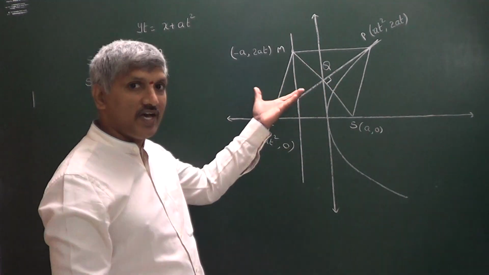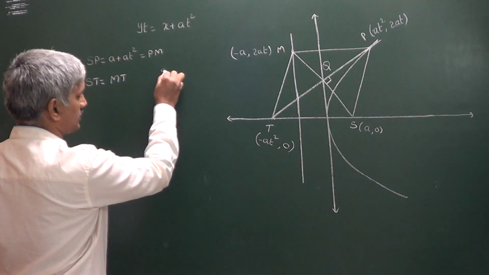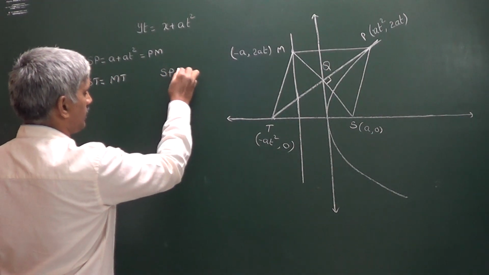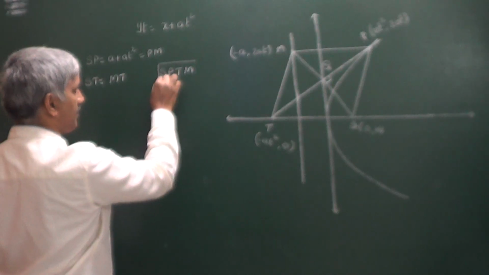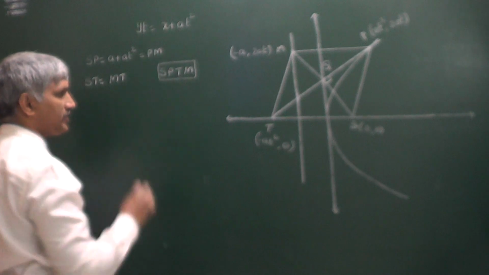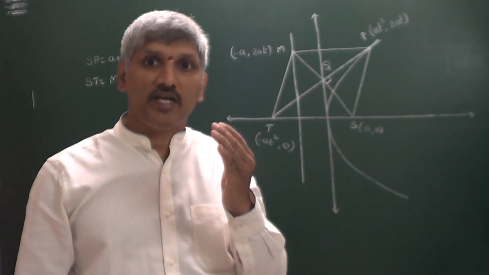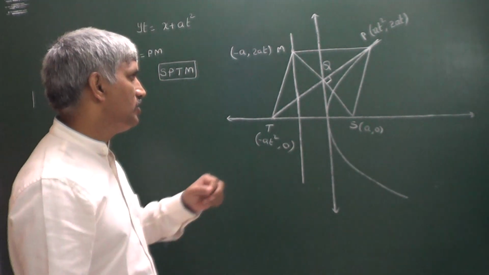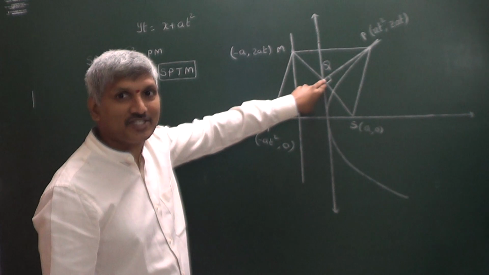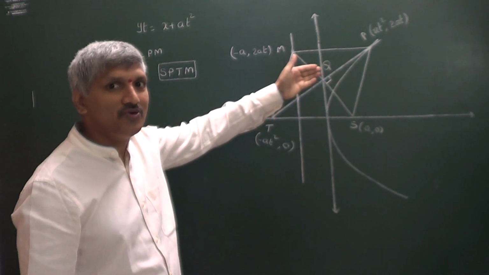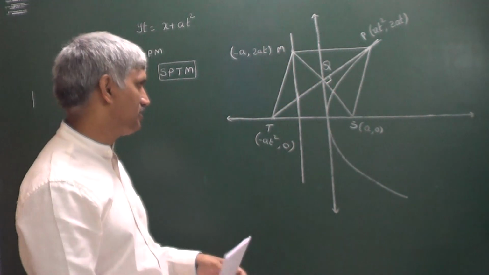Why? Because we have the information that SPTM is a rhombus. We know diagonals perpendicularly bisect in a rhombus. So that is the reason the point of intersection of the diagonals is Q. At the same time, they are intersecting at 90 degrees.